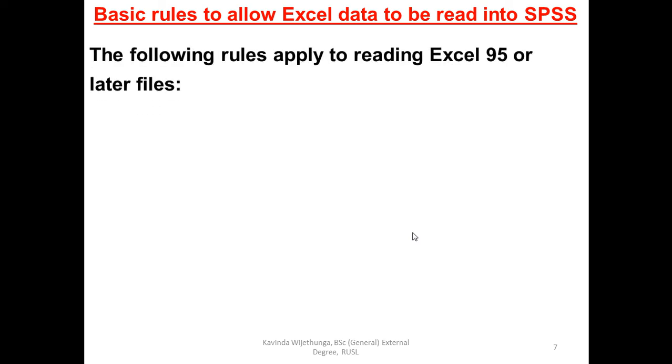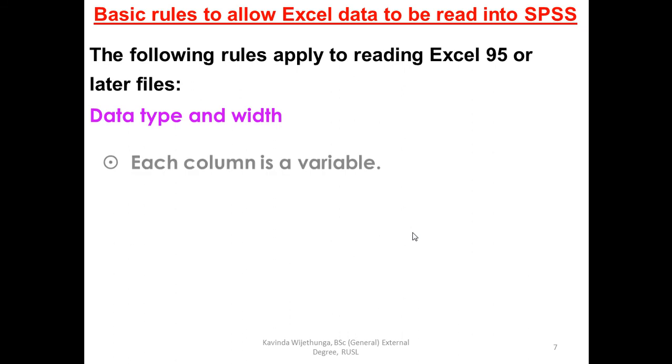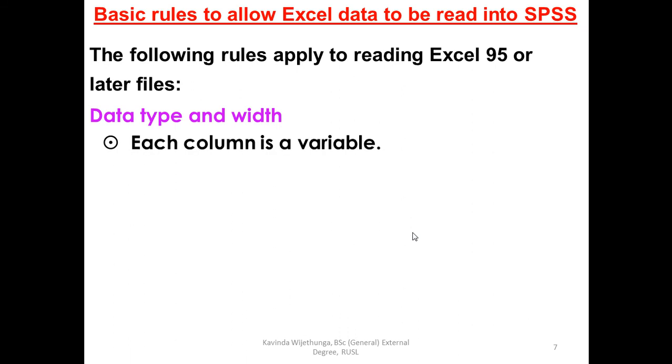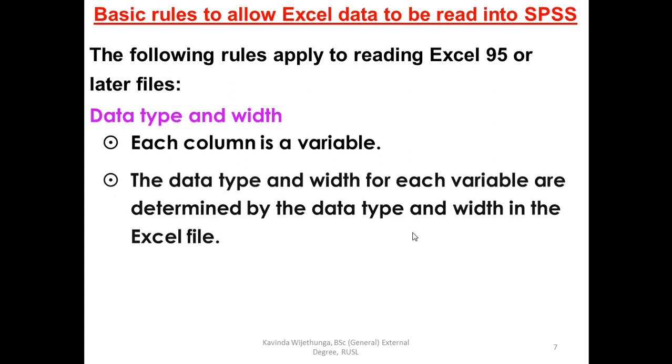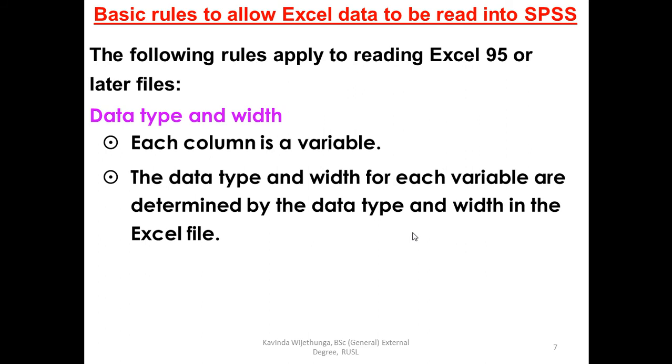The following rules apply to reading Excel 95 and later files. Data type and width. Each column is a variable. So if we need to add the data column-wise, one column of data is one variable. The data type and width for each variable are determined by the data type and width in the Excel file. So you know that in the Excel file you can also define the width, and that width is taken to the SPSS file.